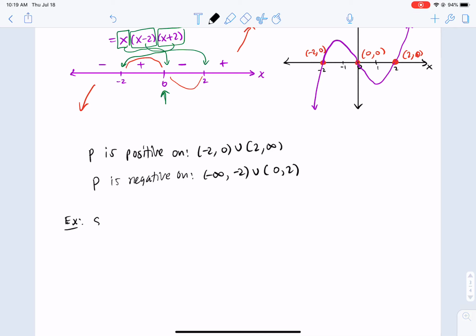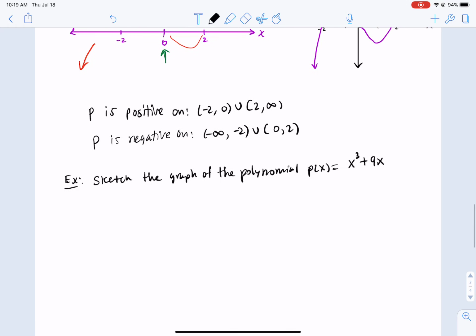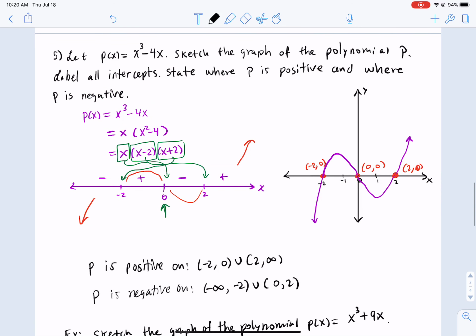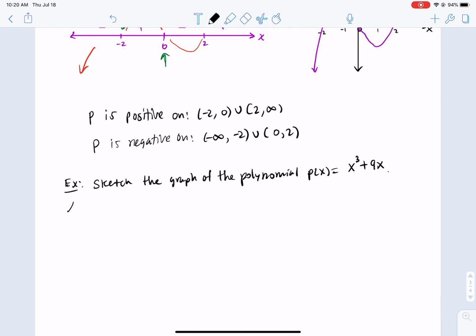What if I ask you to sketch the graph of the polynomial p of x equals, say, x cubed plus 9x, like that. And I do the same thing. I ask you to label all intercepts.